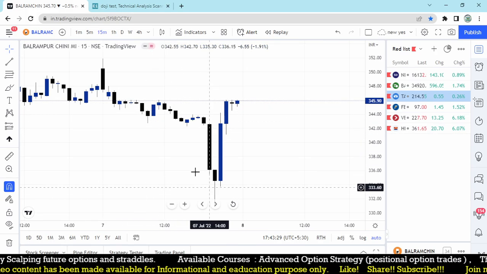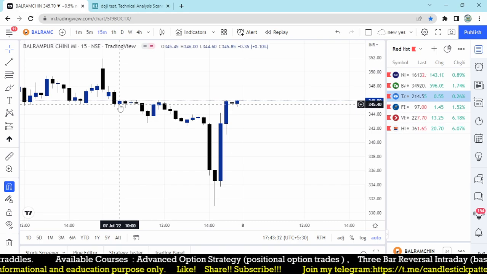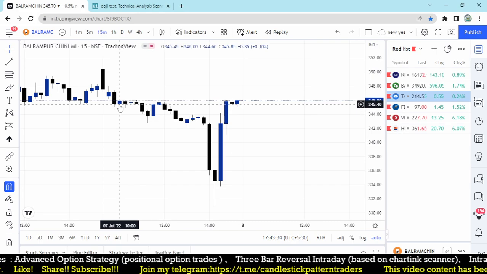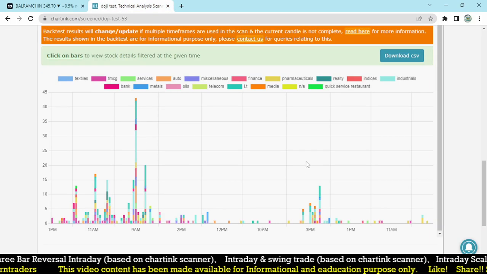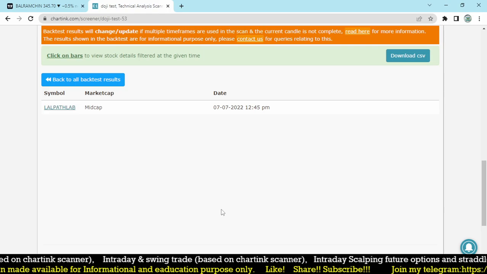But this was a stop loss trade where the risk is very small, up to 1.5. So should I take the entry? Yes, I can take the entry because my risk is very small. So this will tell you the scanner will not repaint.